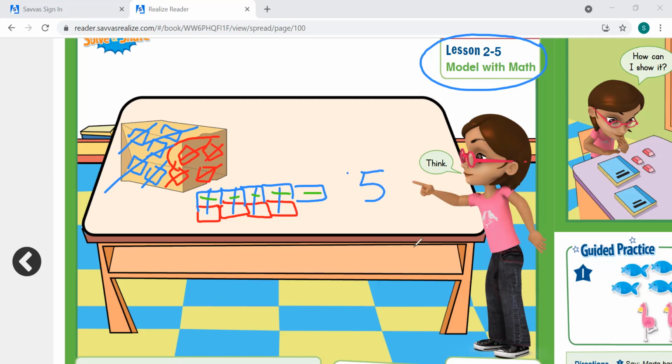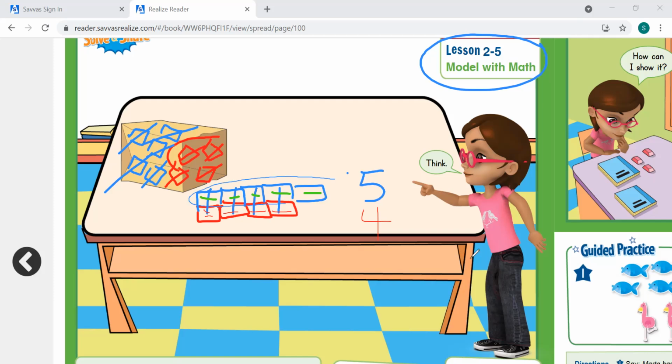And let's count the red ones. 1, 2, 3, 4. I have 4 red cubes. So by using these cubes, I can see there are more blue than red when I line them up next to each other. So let's circle the number that is greater than the other number. So is 5 greater than 4? Well, it looks like it.